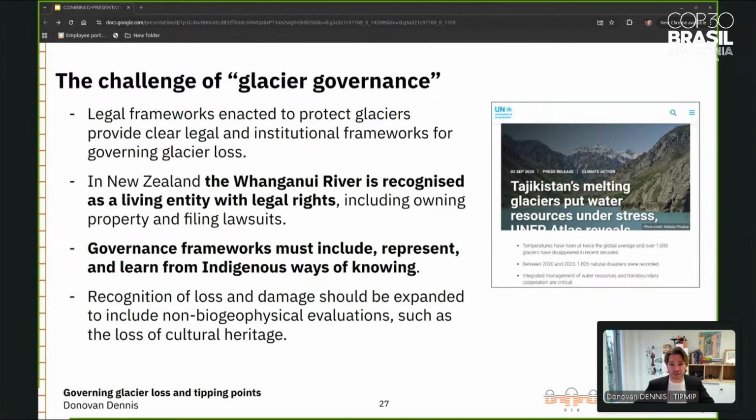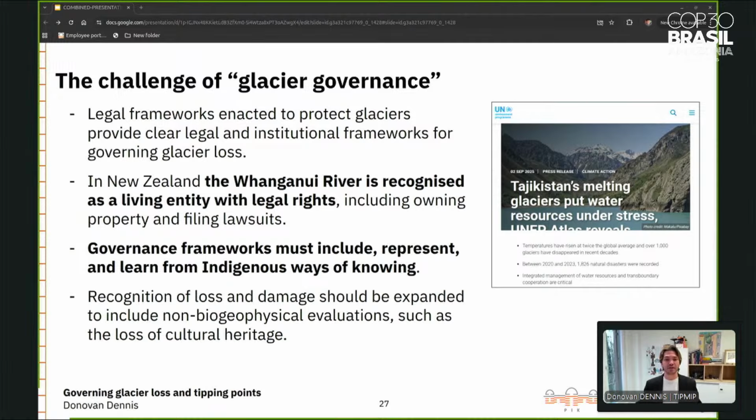Some nations and jurisdictions have gotten around this challenge of democracy by defining legal safeguards for glaciers and other components of the landscape. So for example, in Tajikistan and Argentina, laws have been enacted to protect glaciers, particularly in light of their role as a source of fresh water. In New Zealand, acknowledging the deep spiritual and cultural connection of the Maori people to the Wanganui River, New Zealand has recognized it as a living entity, an entity that can own property, sue, and be sued, and it must be represented in legal matters by guardians from the Maori and from the Crown.